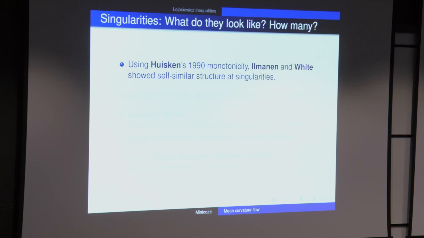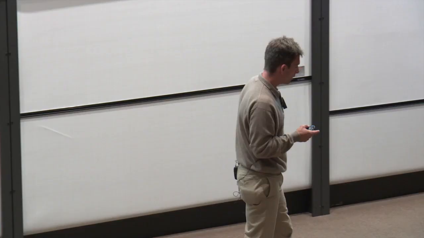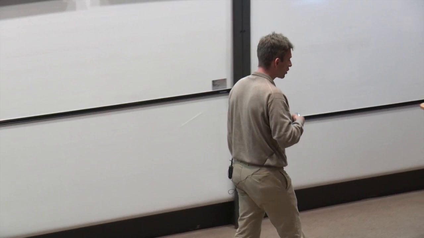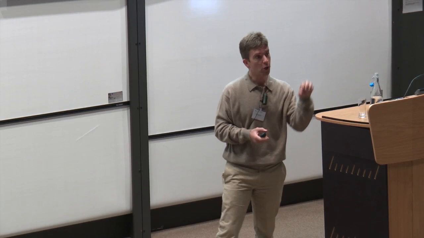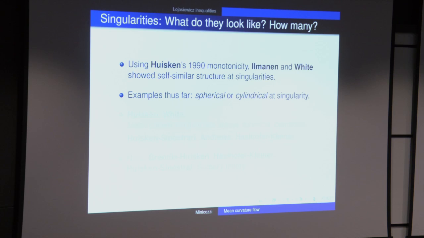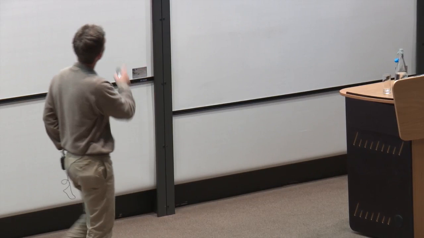Using this monotonicity, Ilmanen and Brian White proved the existence of a self-similar structure just before a singularity. We've already seen this in the examples, where if we look just before the singularity, we either see spheres that are collapsing down and becoming round, or we see cylinders that are collapsing down in a self-similar way. If I look at one of these solutions and dilate it, I see exactly the same thing. This turned out not to be an accident. It always has to happen that you see this sort of picture.